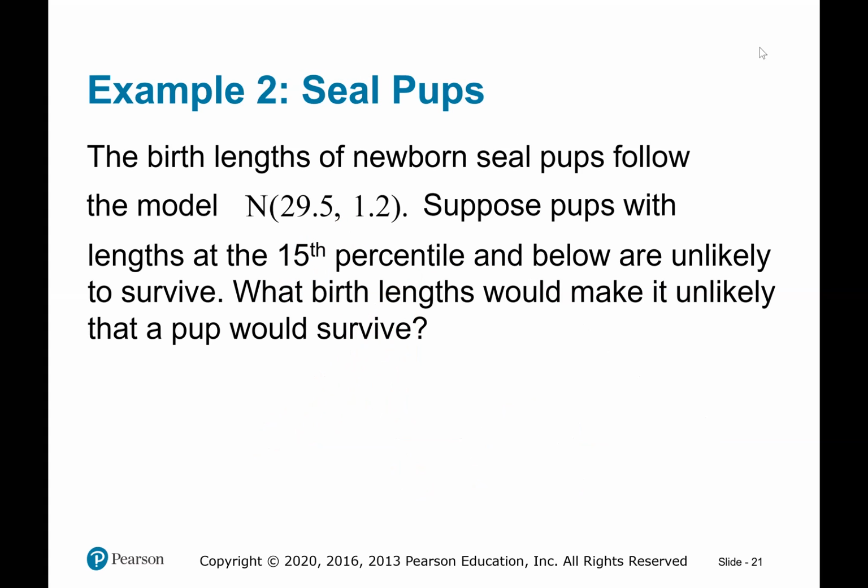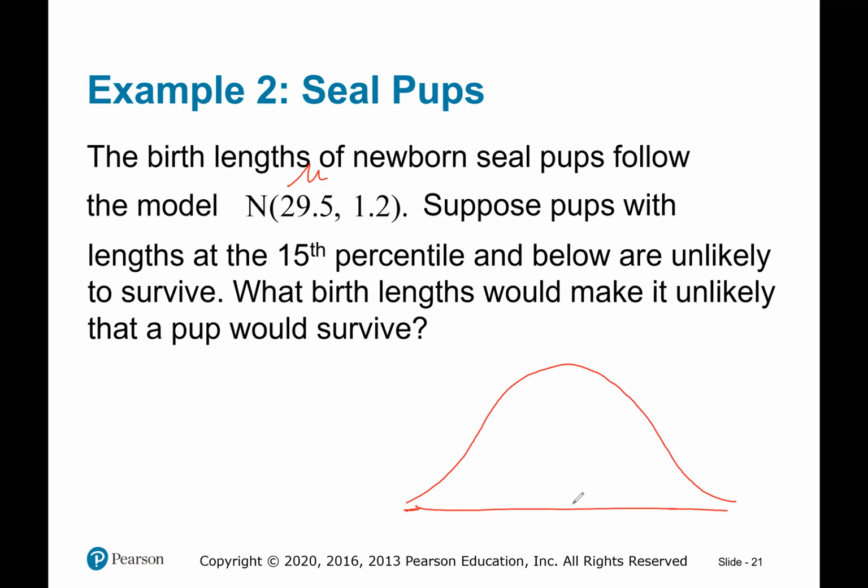Okay, and now keep going with the seal. We still have a normal distribution with mean 29.5 and standard deviation 1.2, and suppose pups with length at the 15th percentile and below are unlikely to survive. What bird length would make it unlikely that the pup would survive? Oh, okay. So here is the curve, right?